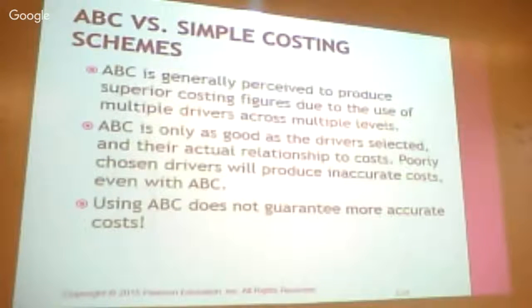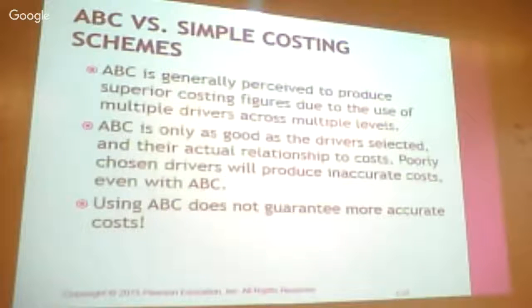ABC is only as good as the drivers selected and their actual relationship to cost. Poorly chosen drivers will produce inaccurate costs even in ABC. So it always starts at the beginning. If I have something that is really machine hour driven, but I base it on labor costs, that doesn't make sense, right?